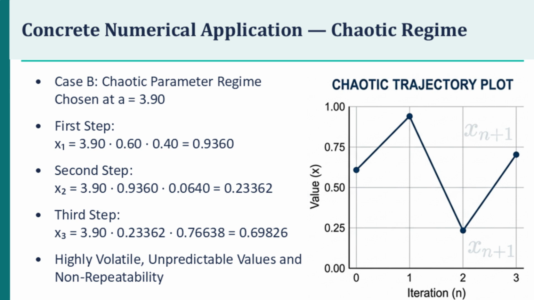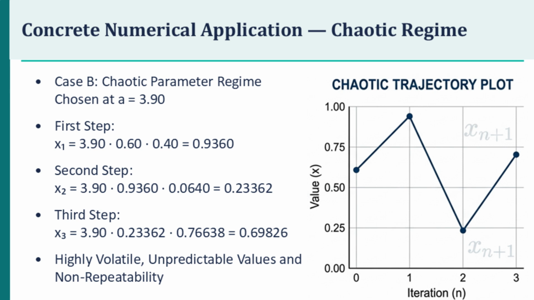For the first generation x sub 1, the formula gives x sub 1 equals 3.90 times 0.60 times (1 minus 0.60). As before, 1 minus 0.60 equals 0.40, and 0.60 times 0.40 equals 0.24. Now, we multiply 3.90 by 0.24, which yields x sub 1 equals 0.9360. Let us proceed to the second generation x sub 2 using this new value.